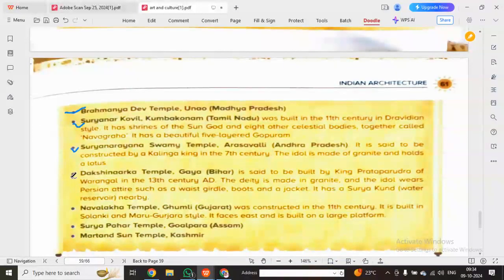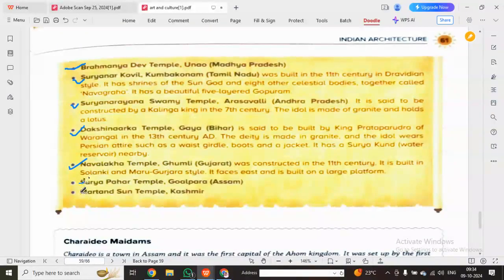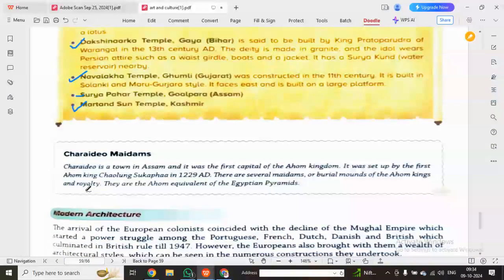Some of the major sun temples are as follows: मोढेरा और कोणार्क तो सबको पता है, ठीक है. ब्रह्मण्य देव टेम्पल मध्य प्रदेश में है. सूर्यनार कोविल तमिलनाडु. सूर्य नारायण स्वामी टेम्पल अरसवल्ली आंध्र प्रदेश. दक्षिणार्क टेम्पल गया बिहार. नवलखा टेम्पल घुमली. सूर्य पहाड़ टेम्पल गोलपारा, ठीक है. मार्तंड सन टेम्पल कश्मीर. Charaideo Maidams. Charaideo is a town in Assam and it was the first capital of the Ahom Kingdom. Let us just write it down.